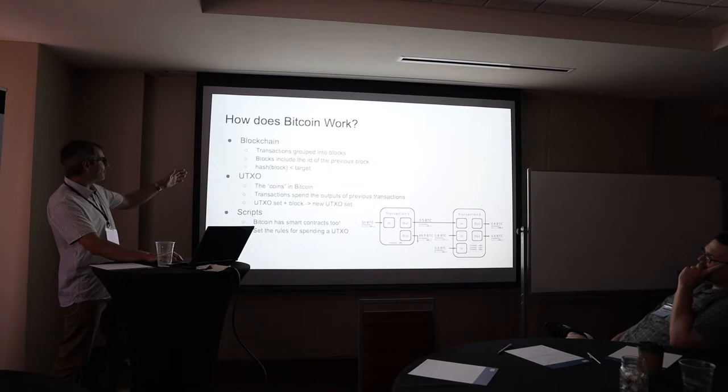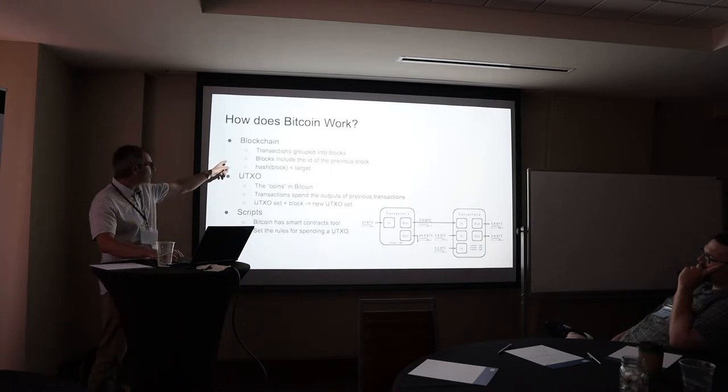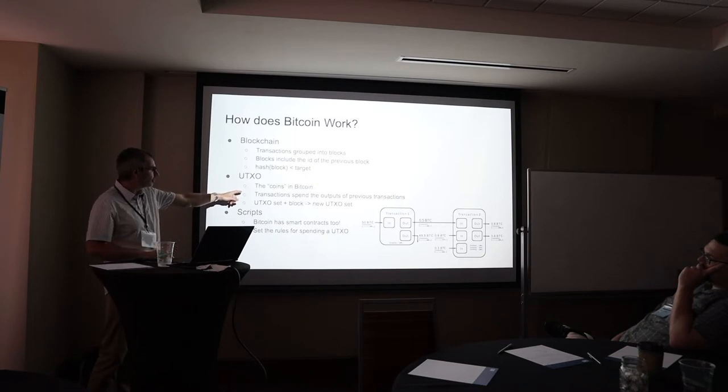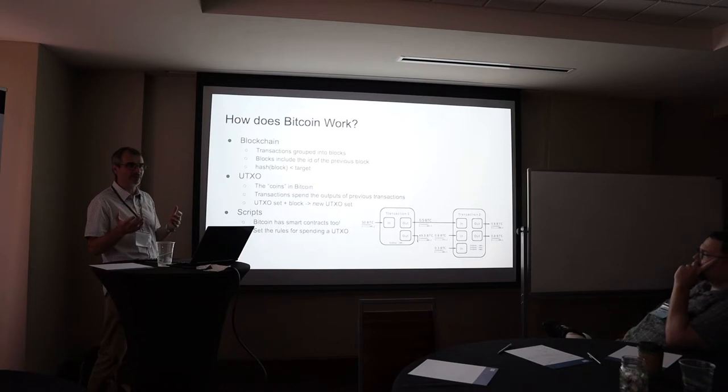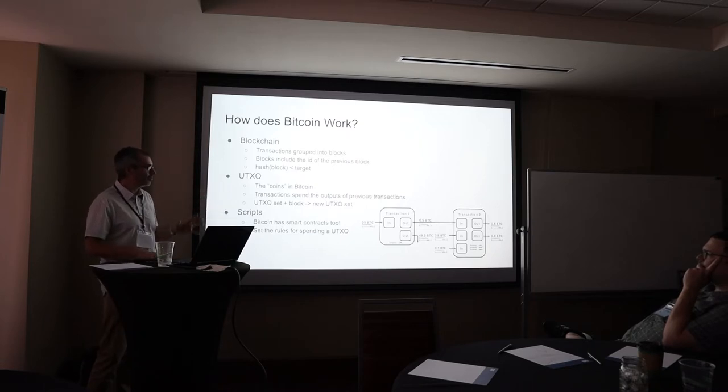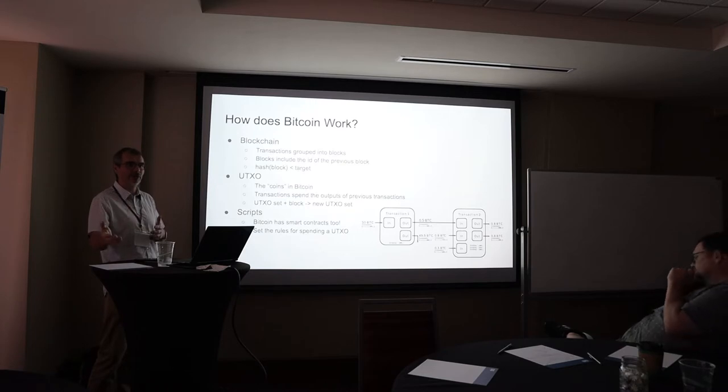So I'm going to skip on the blockchain very quickly because this one is really easy. UTXO, I'll spend more time on, because UTXO is, in my opinion, the most important thing to learn about Bitcoin. It's not intuitive, it's not something you find in many other areas, and if you don't get it, you won't get Lightning. And the scripts are not as important, but it's useful to explain that you have smart contracts in Bitcoin. They are very limited, but you can do more than just send to a public key or check a signature.